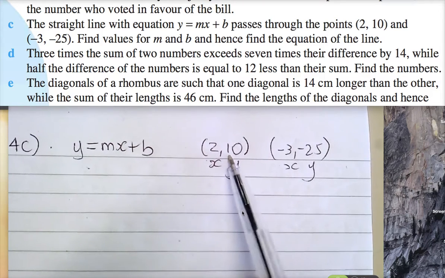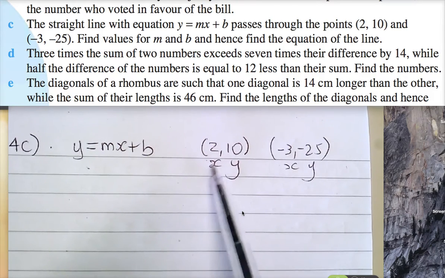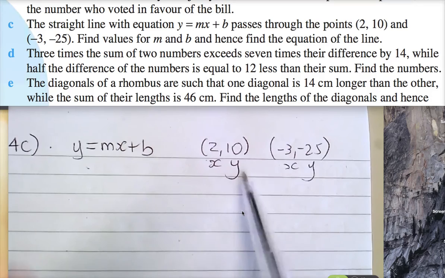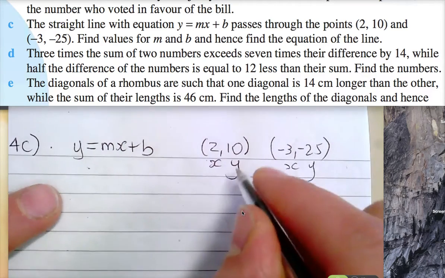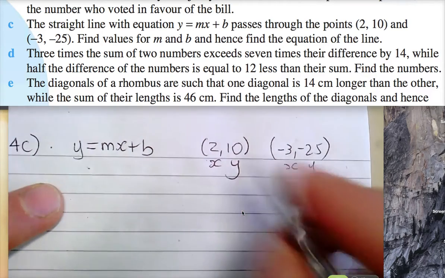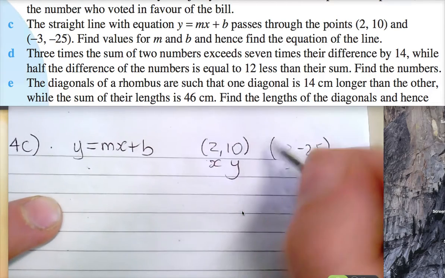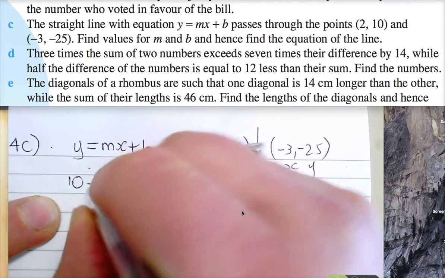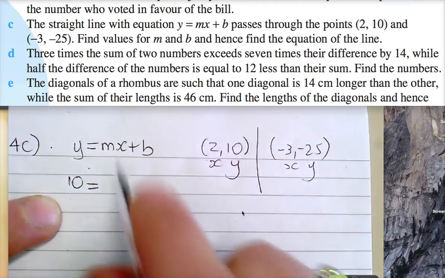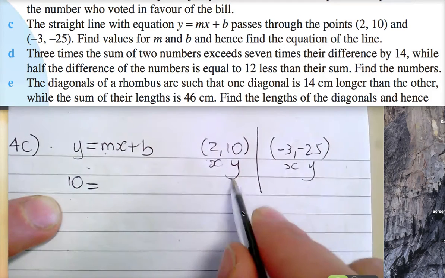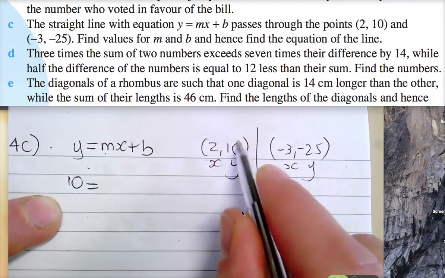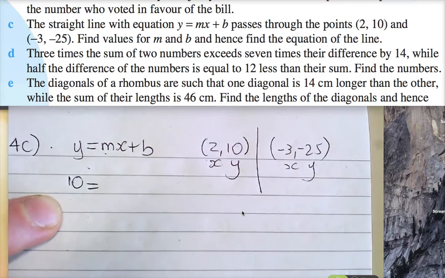Now, if this line passes through those 2 points, you substitute the point into the line. So my first equation, what's Y? So my first equation is 10 equals M times, so for my first equation, I'm substituting Y is 10, X is 2. What do I do?